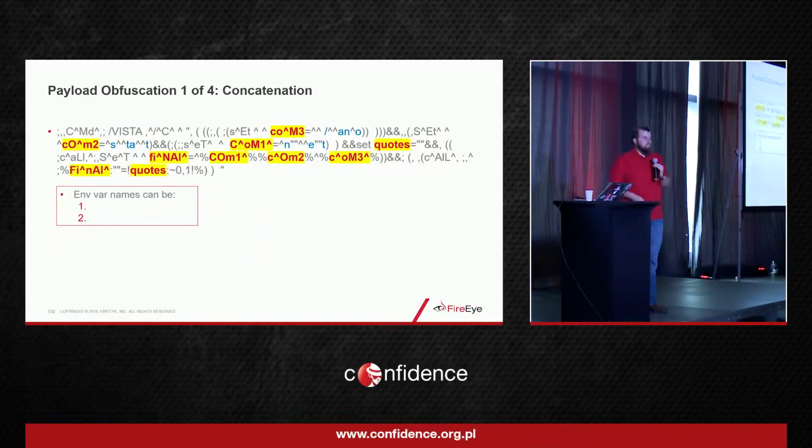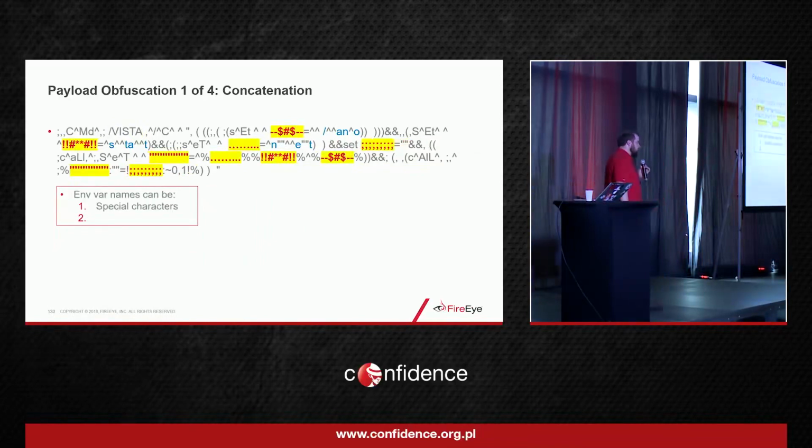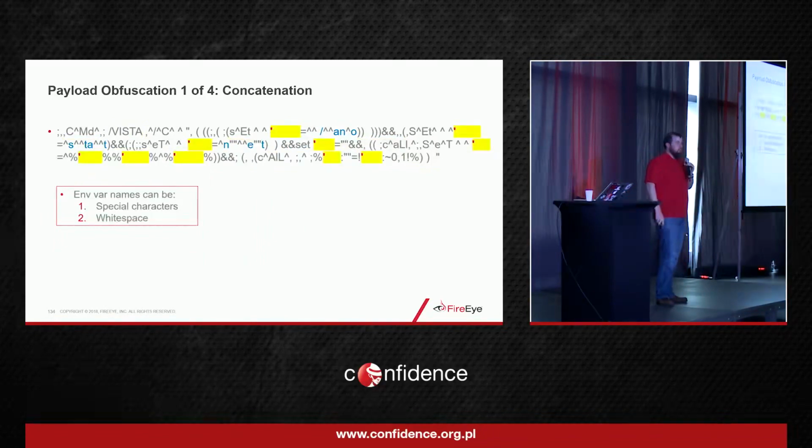And for environment variable names, instead of com1, 2, and 3, as an attacker, we could just use 100% special characters as the environment variable names. Or we could use differing amounts of white space, starting with 1 non-white space character. So you can get really dirty if you want to.